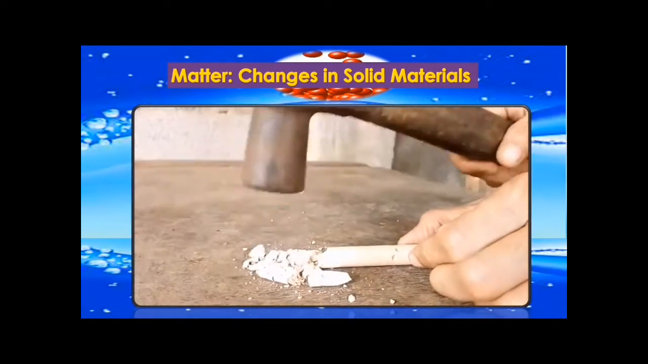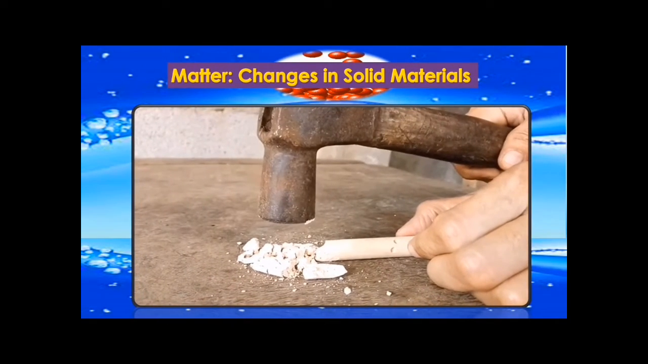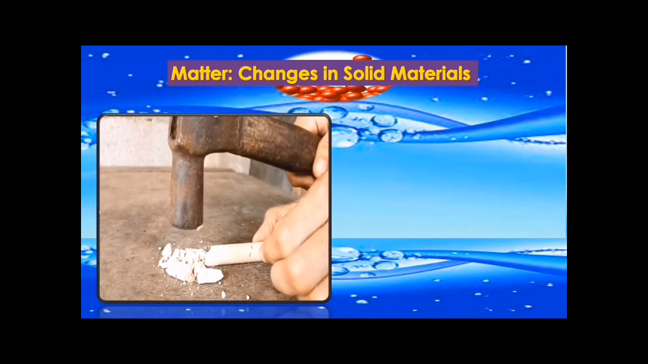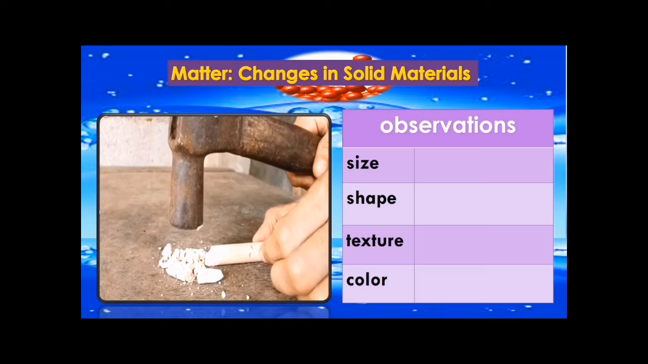Now let us observe a piece of chalk when pounded by a hammer. Now what happened to the chalk after it was hammered? Is there a change in size? Yes, the chalk became smaller. How about its shape? Yes, from a whole into broken pieces.